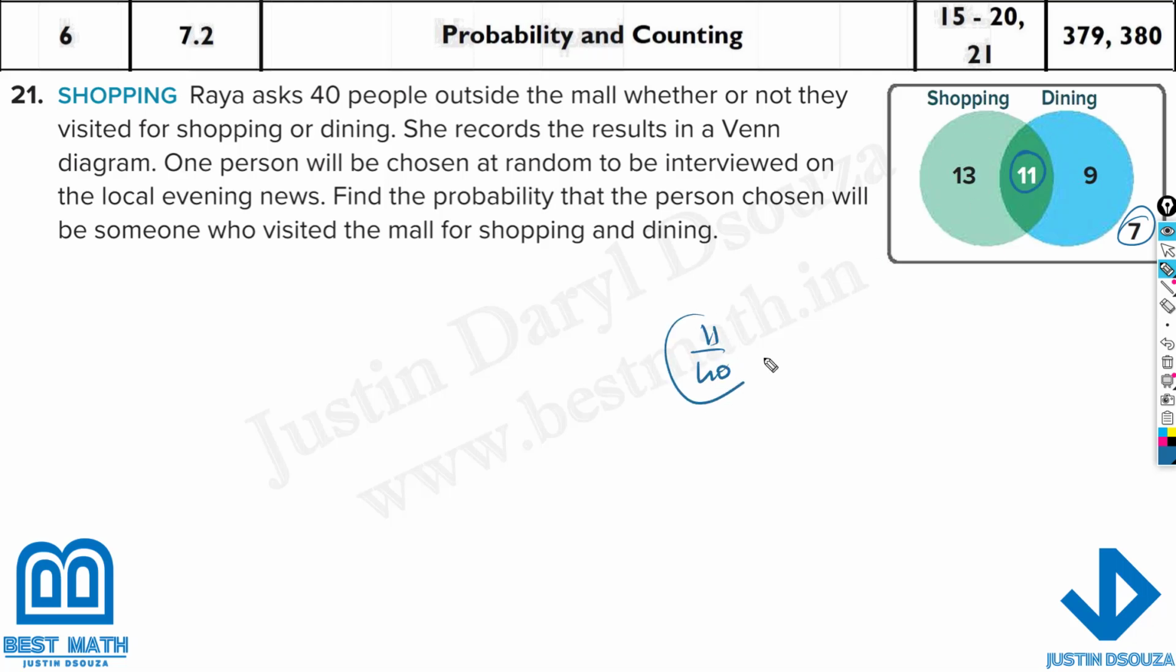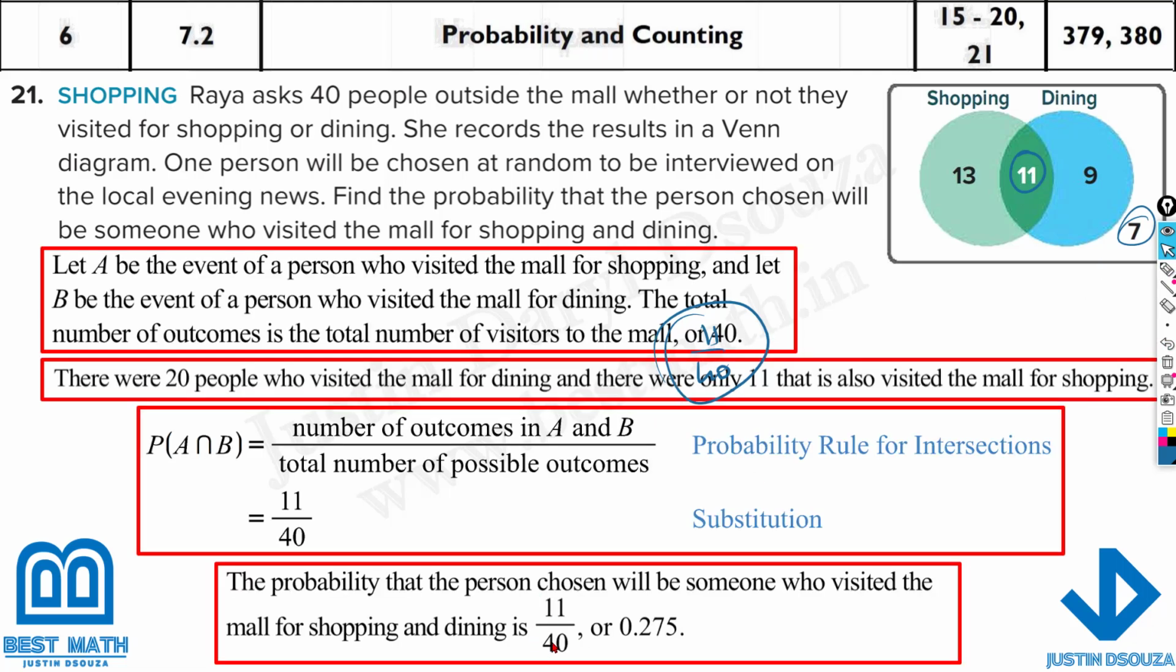11 out of 40, this will be the probability. Just put it in the calculator. That's the answer. 11 out of 40 or 27.5%.